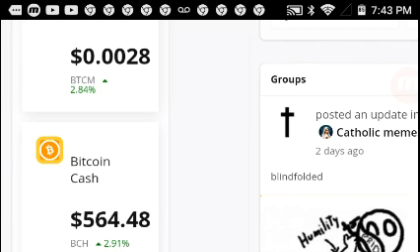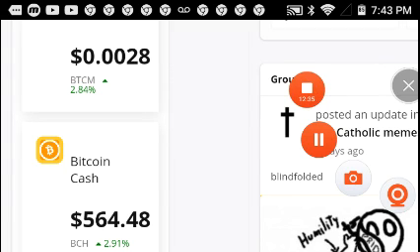So many great things to this project. But let's now move on to what's happening with the Pi Network and this Q4 launch date.